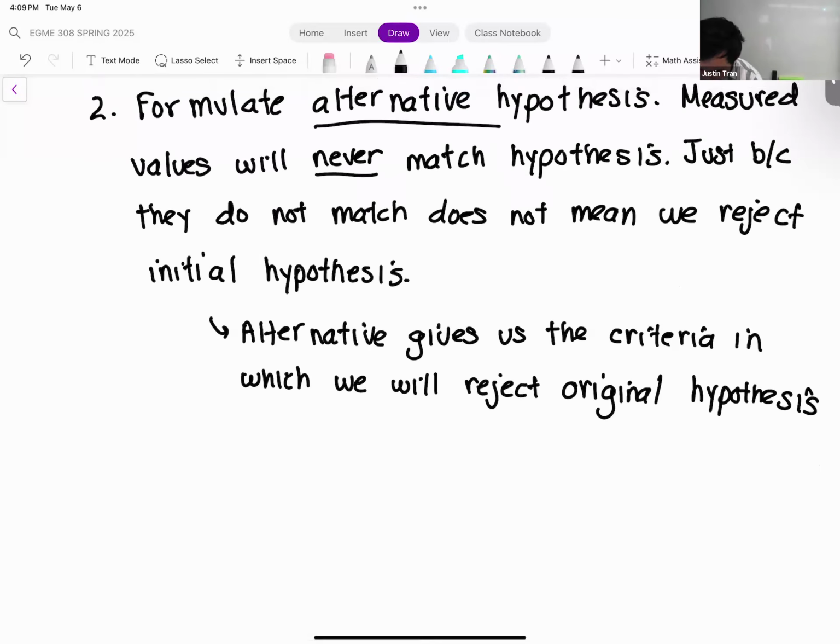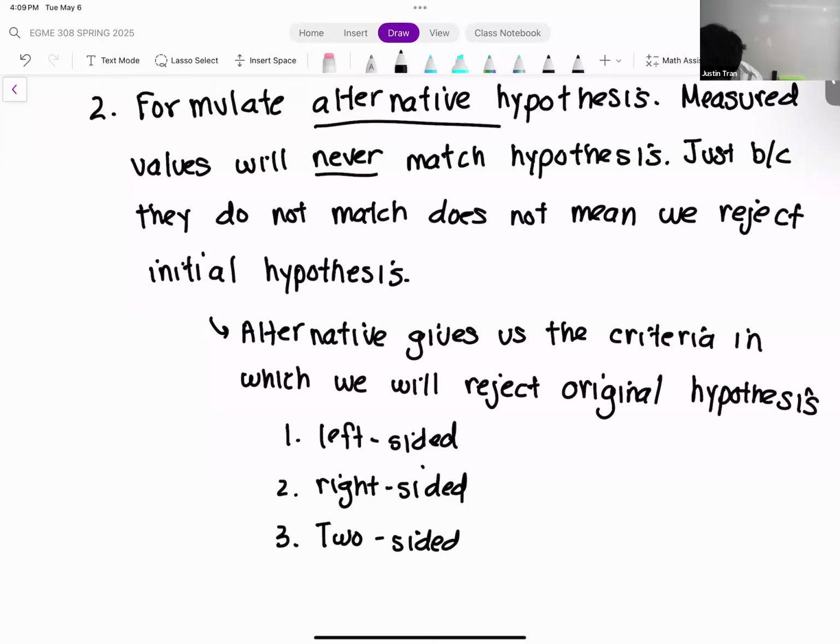Okay, and you should know by now that the alternative comes in 3 different flavors. So we have the left-sided alternative, the right-sided alternative, and the two-sided alternative. Right, and so with the left-sided alternative, in that situation, we are going to reject our original hypothesis if our data is less than our hypothesized value.